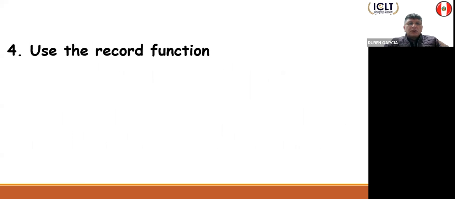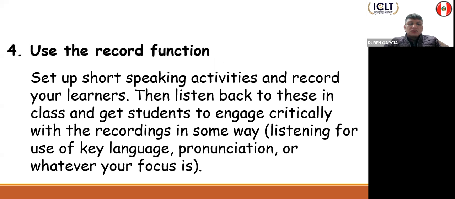Then use the record function. Record function. Interesting to check, right? So set up short speaking activities and record your learners.